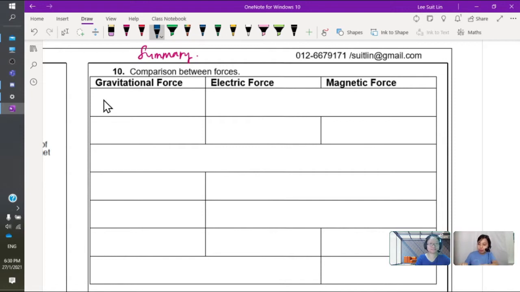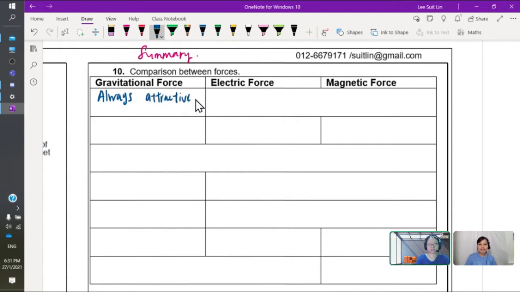Okay, so we're comparing between the three force fields or the non-contact forces, which is gravitation, chapter 8, electric, chapter 17, magnetic, chapter 22. So you're just trying to put all these ideas together and make sure that you see how they are related and you can see how they are different to each other. So we're going to start with gravitational force first, which is the OG, the one that we are very familiar with. Let's talk about properties first.